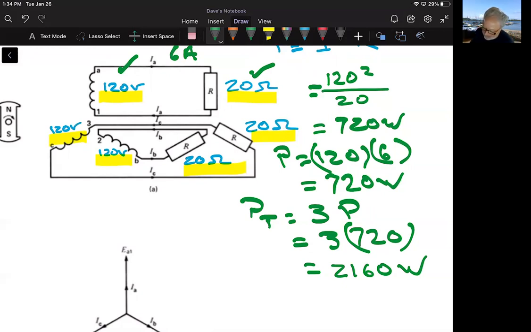Whichever way that it's given to you, it's the way that you want to answer it. The next question there, part C, says, what is the peak power dissipated in each resistor?